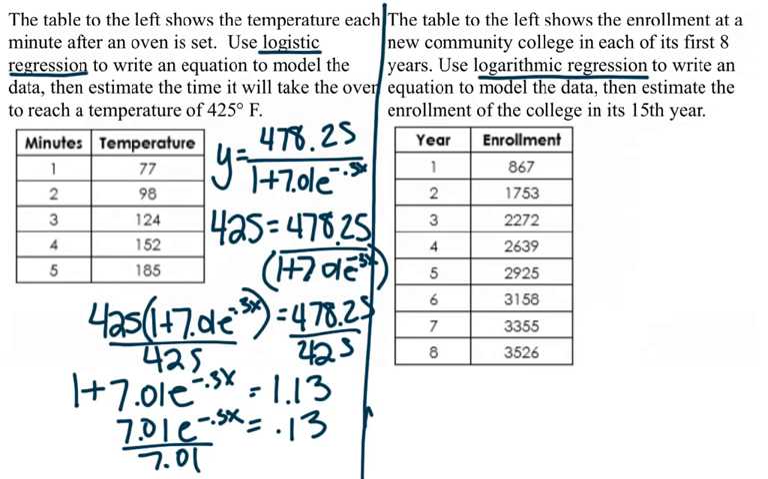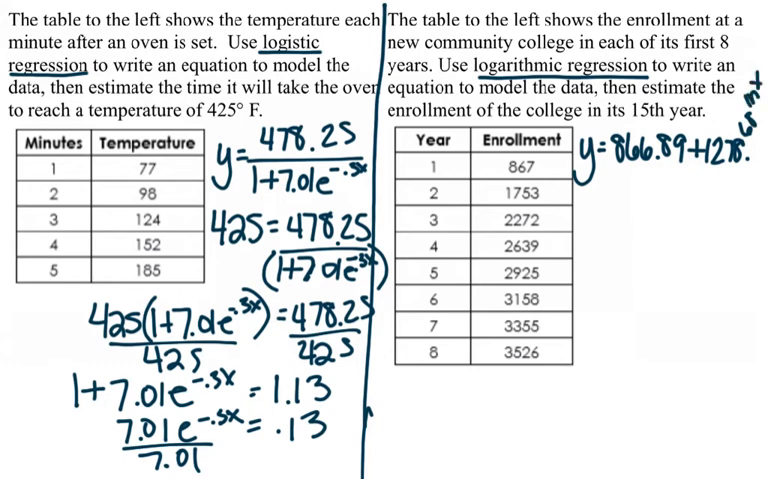Okay, so then for the next one, we're going to do a logarithmic regression. So the table shows the enrollment at a new community college in each of its first 8 years. Use a logarithmic regression to write an equation to model the data, then estimate the enrollment of the college in its 15th year. So no matter which calculator you're using, this is what you should get, unless I totally screwed it up, which has been known to happen.